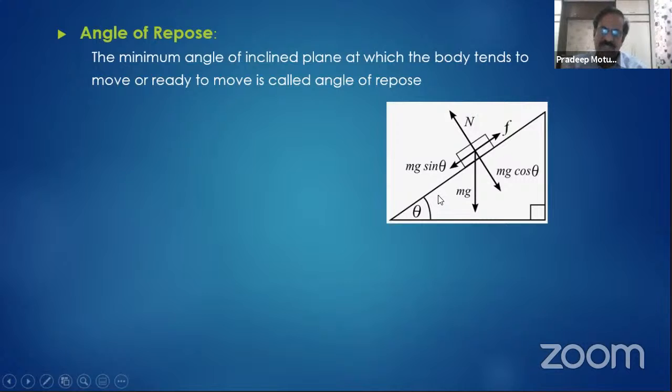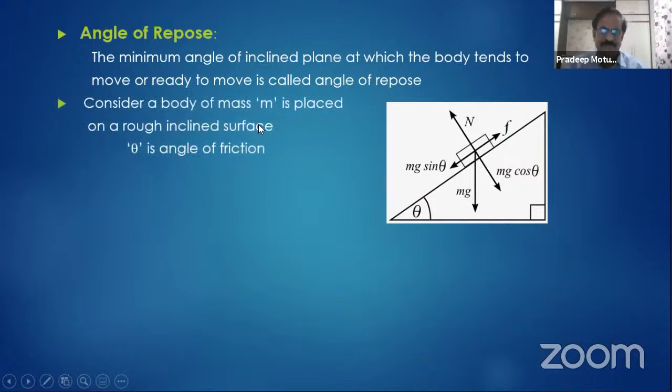The angle at which the body tends to move or is ready to move is called the angle of repose. Here the body is not moving. That is theta. If we increase the angle, what happens? The block is ready to move. The angle at which the body is ready to move represents the angle of repose. Write it. Got it.